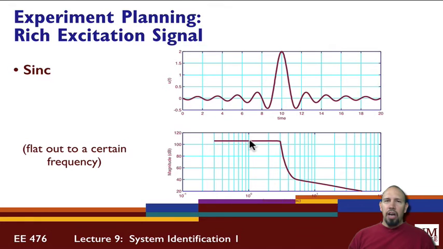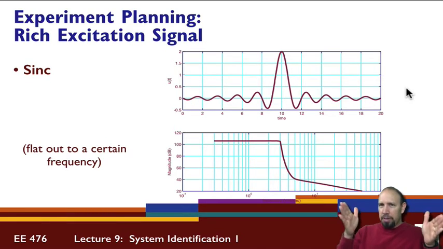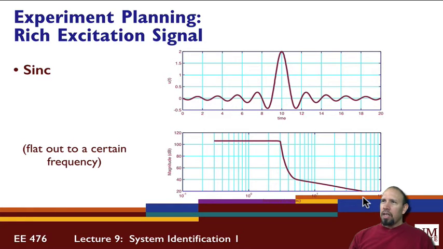If you remember, a true sinc function that goes from minus infinity to infinity actually has a frequency domain that's a square, a box. Here, it's almost a box, and that's because we don't go all the way out to minus infinity and infinity. Here, we stop at some point. Because of that stoppage, we get this happening. But what's important is that it's flat out to a certain frequency.